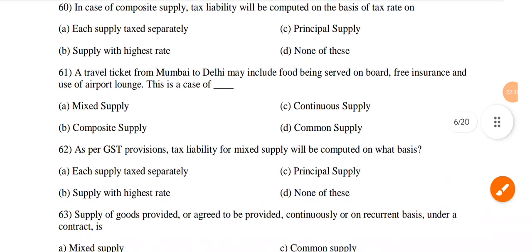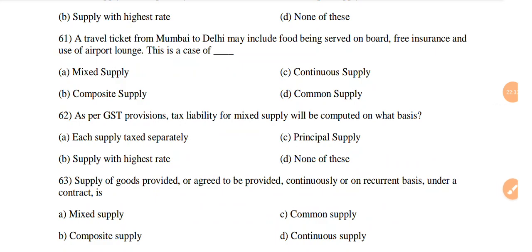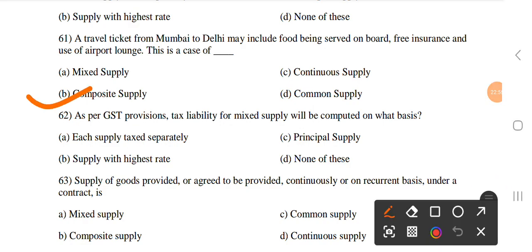Next question. A travel ticket from Mumbai to Delhi may include fruit, wine served on board, free insurance, and use of airport luggage. This is a case of dash. Option A mixed supply, B composite supply, C continuous supply, and D common supply. The correct option is B, composite supply.